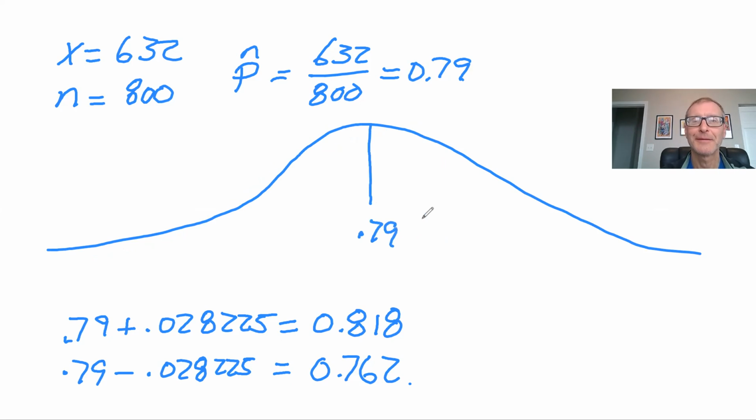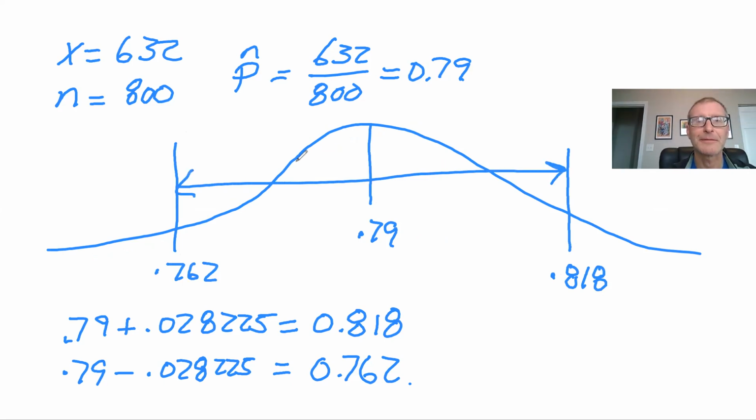So that would be 0.79. And then at the high end here, that would be 0.818. So almost 82% at the high end would think it's positive. And at the low end, it would be 0.762. And so remember, this would be 95%. The idea that if it approximates a normal distribution, the area between there would be 95%, right?